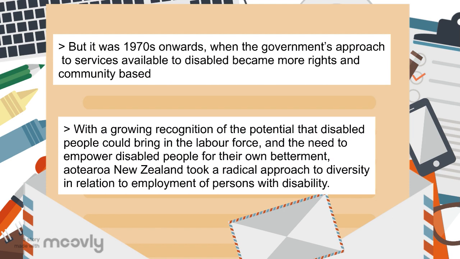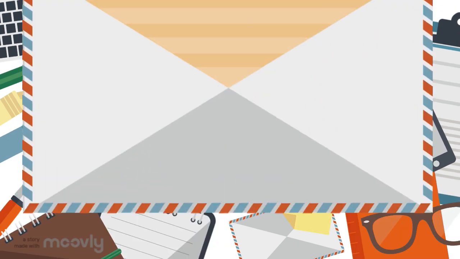But it was from the 1970s onwards, when the government's approach to services available to the disabled became more rights and community-based, that the real changes towards involvement of disabled people in the labor market occurred. With a growing recognition of the potential that disabled people could bring to the labor force, and the need to empower disabled people for their own betterment, Aotearoa New Zealand took a radical approach to diversity in relation to the employment of persons with disability.